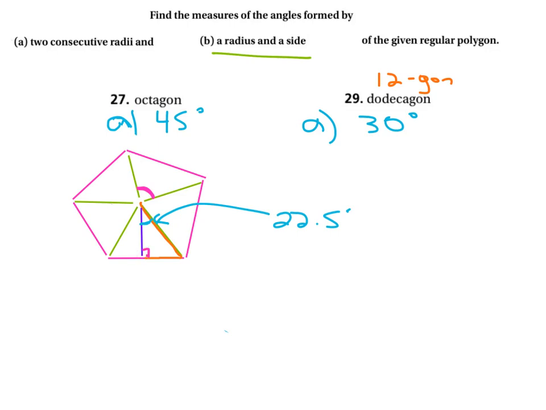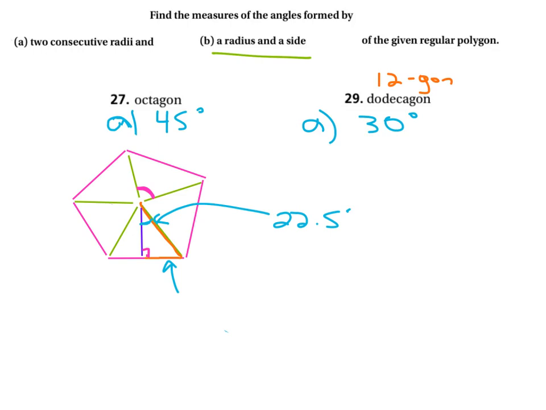And since this one is 90 down here, whatever's left will be the angle that's formed by a radius and a side, okay? So we take whatever one of those central angles are by 2 consecutive radii, and again, in 27, for an octagon, we got 45 degrees up there. The apothem, that purple line that's in our drawing, splits that angle into 2.